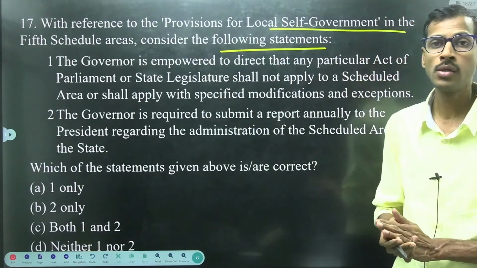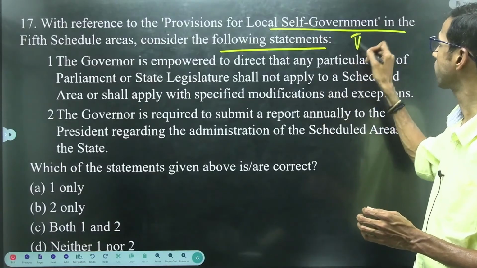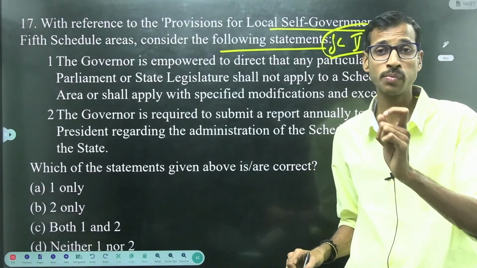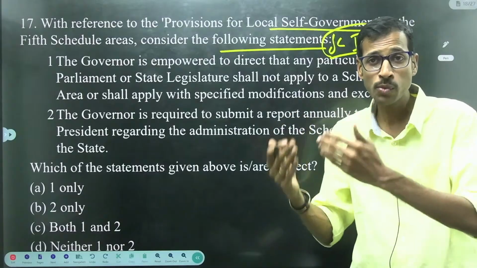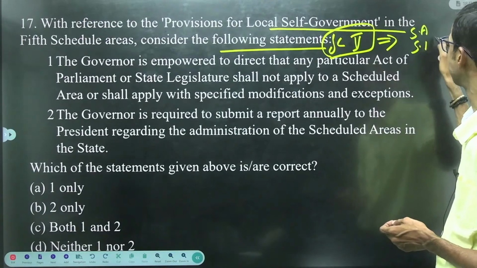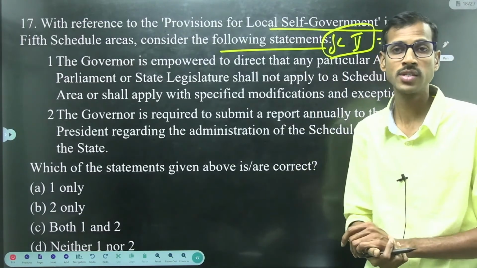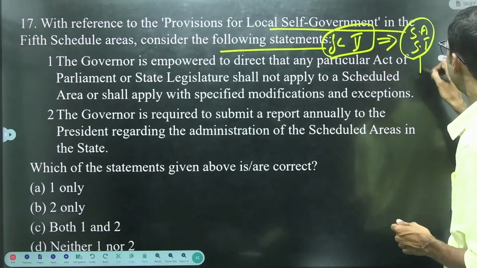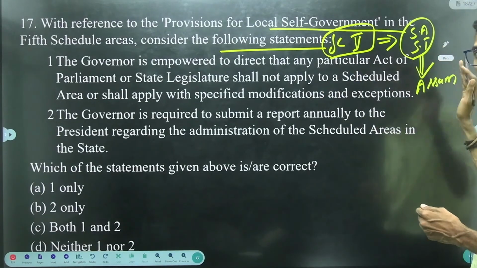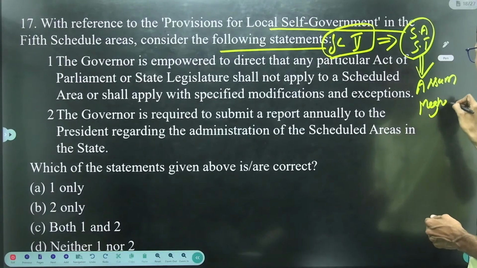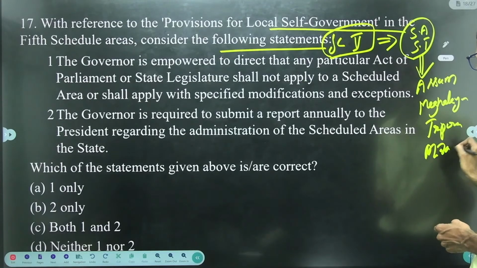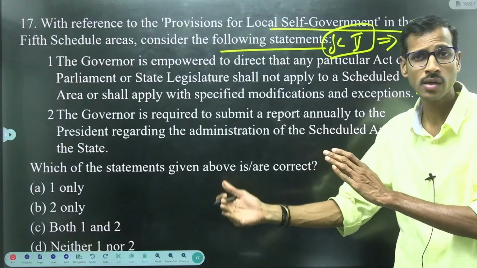With reference to the provisions of local self-government in the 5th Schedule areas, consider the following statements. The 5th Schedule gives some special powers and special responsibilities to the Governor, related to scheduled areas or scheduled tribe areas of certain states. Certain states are not related to Schedule 5; those are related to Schedule 6 only: Assam, Meghalaya, Tripura, and also Mizoram. Except these 4 states, which are covered under the 6th Schedule.